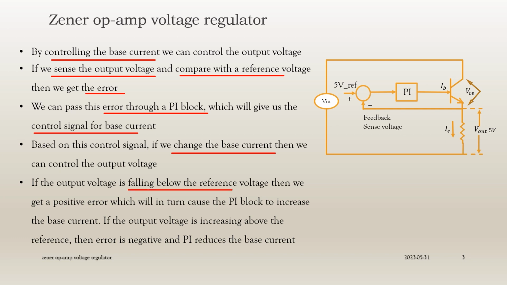If the output voltage is falling, then we get a positive error. This causes the PI block to give the control signal to increase the base current. If the output is increasing beyond the reference, then we get a negative error. This causes the PI block to give a control signal to decrease the base current. With this setup, the output is regulated to the reference.